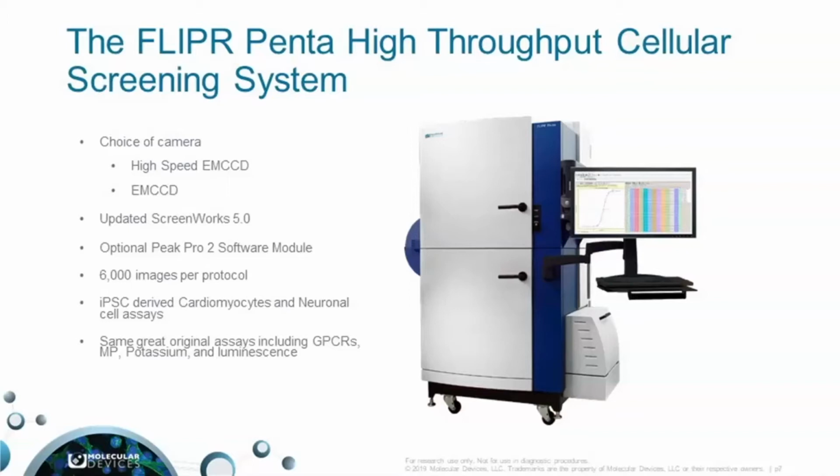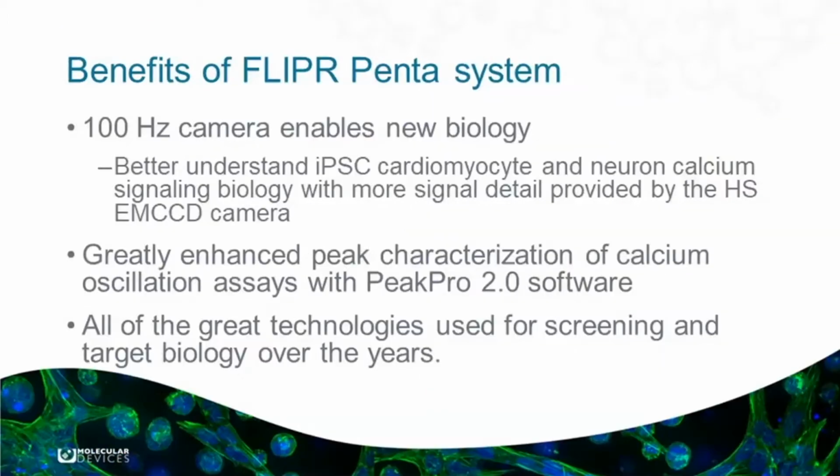In addition, we have the same great original assays for GPCRs, membrane potential, potassium, or other assays that are done on the FLIPR system. The benefit of the camera is that now we can do a 100 hertz capture of signal, that's 100 images per second, so that gives a lot more detail. And on the Penta system we also have the greatly enhanced peak characterization with the Peak Pro 2 software and all of the great technologies we've used before.